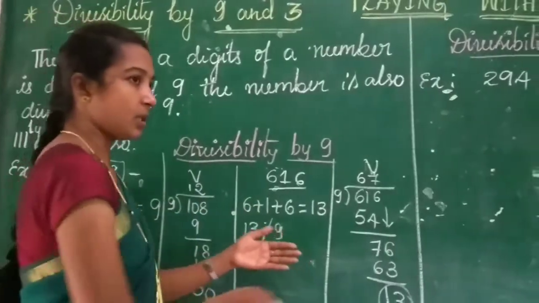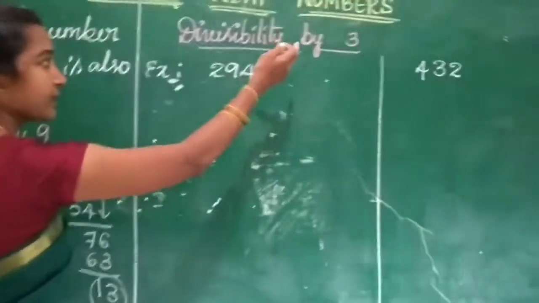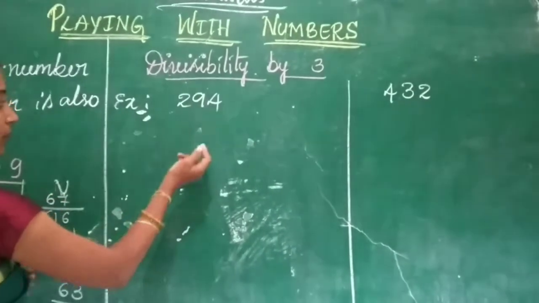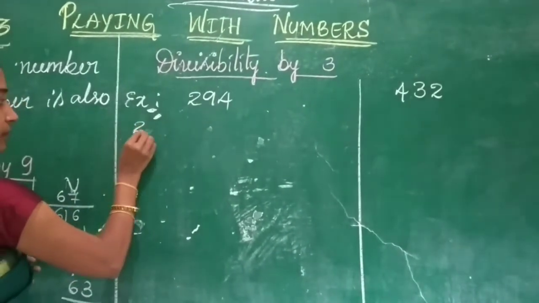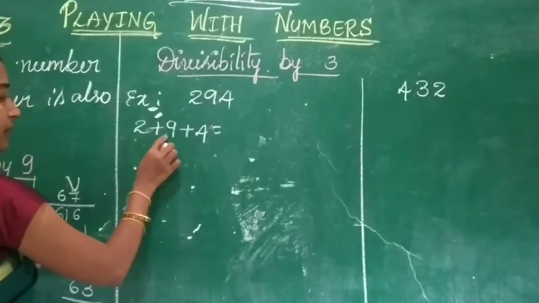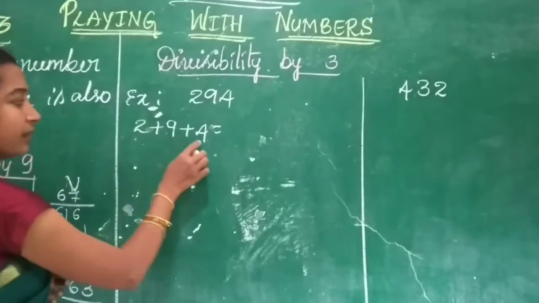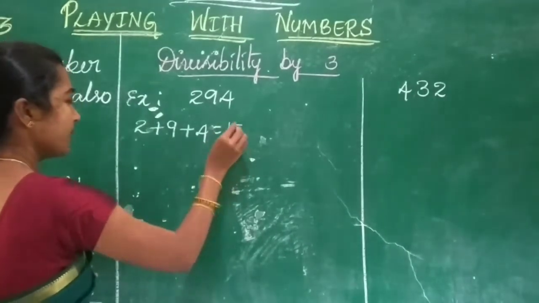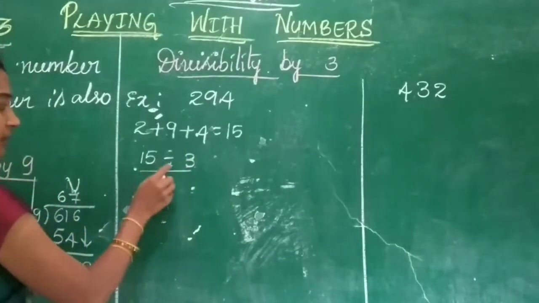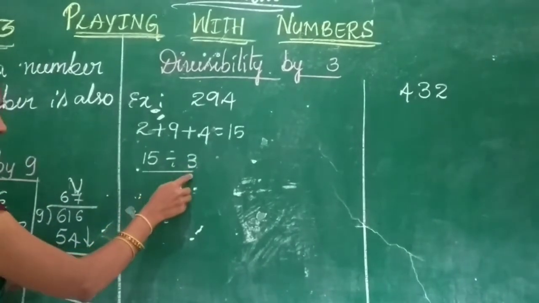Now let us check divisibility by 3. Take for example 294. Now let us first find the sum: 2 plus 9 plus 4. The sum becomes 9 plus 2 is 11. 11 plus 4 is 15. See children here, 15 is divisible by 3. Yes, 15 is completely divisible by 3.